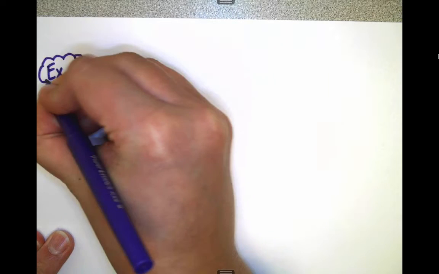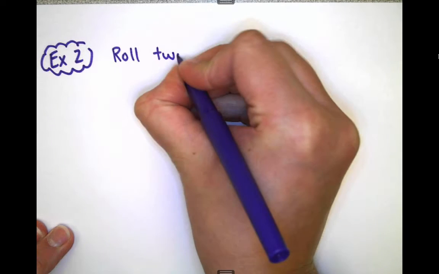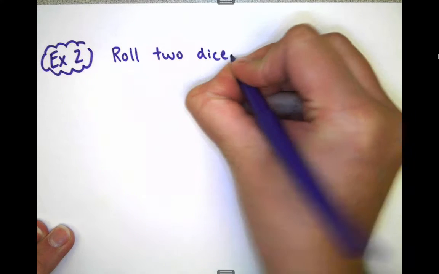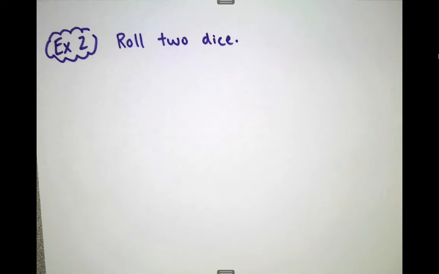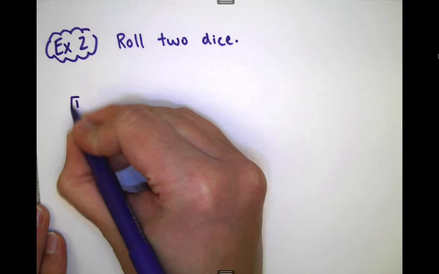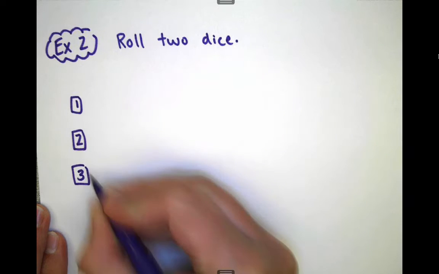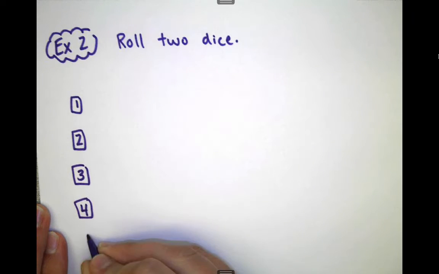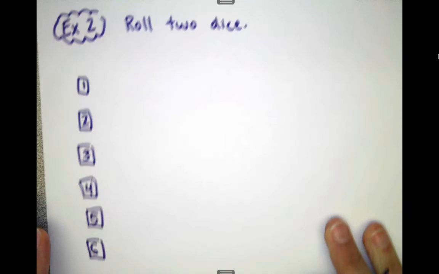All right, example 2. New game. This game we're going to roll 2 dice. Now, if the game is to roll 2 dice, let's think about the options. If they're standard dice, there's only 6 numbers on a die. So you roll the first dice and you either get a 1, 2, 3, 4, 5, or a 6. Those are really your only options. That's what you get from the first dice.